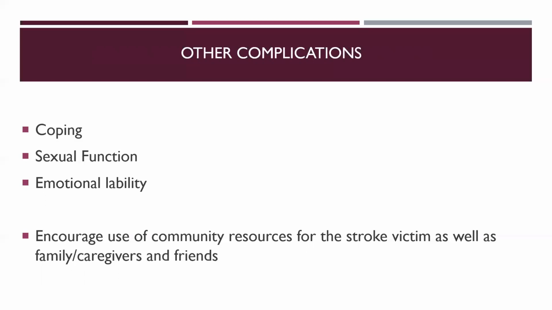Sexually, this could be very frustrating. Maybe this person's in their 50s or 60s and they were having a healthy sexual relationship, and now they're not able to. And anytime we can encourage community resources for the victim or the patient, as well as the family, caregivers, and friends, is going to be a pretty important thing to do.